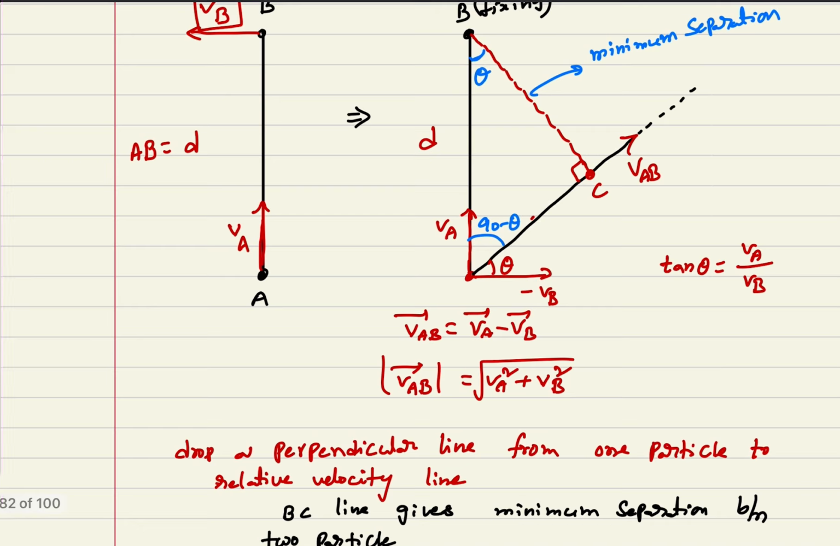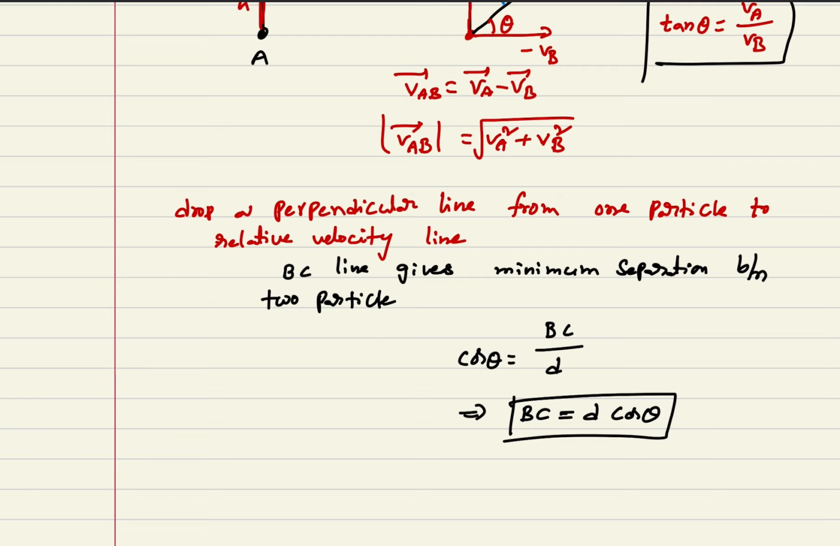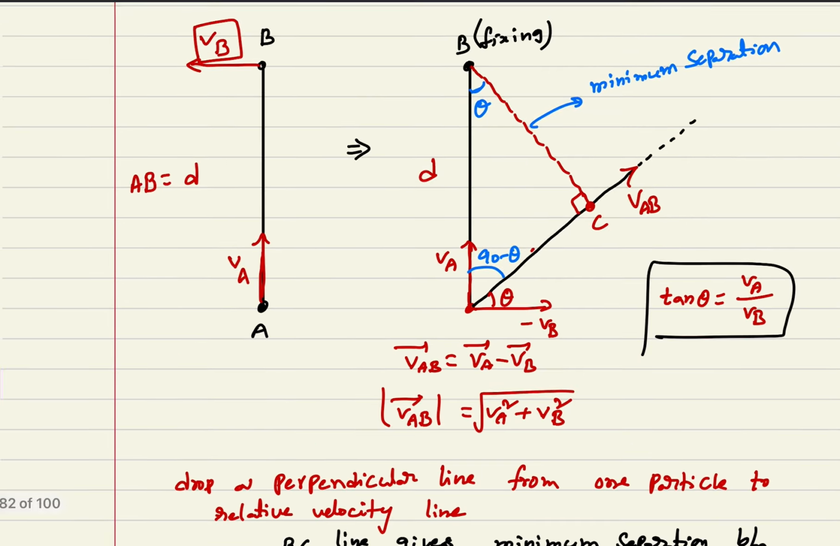In this problem, what is the minimum separation? The known terms are D, and theta is already calculated by using VA by VB. Now you can use cos theta equal to adjacent side by hypotenuse. I am writing cos theta is equal to BC divided by D. From this you can write BC is equal to D cos theta. This is the minimum separation.